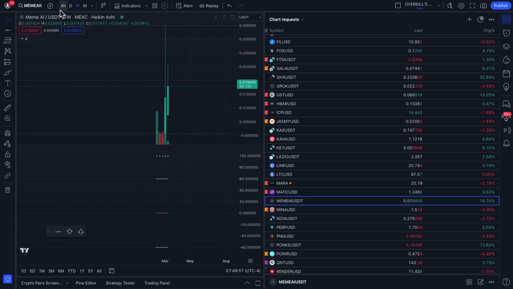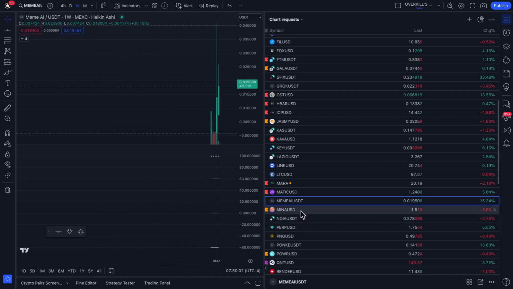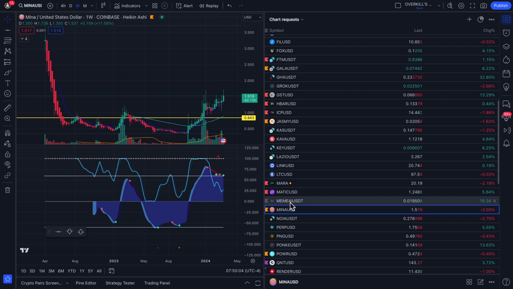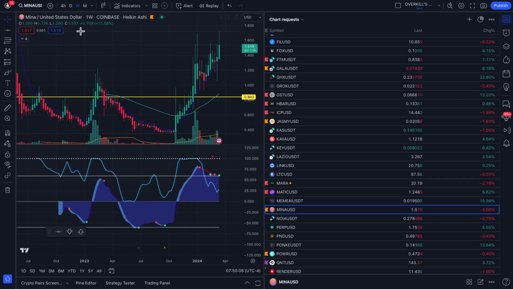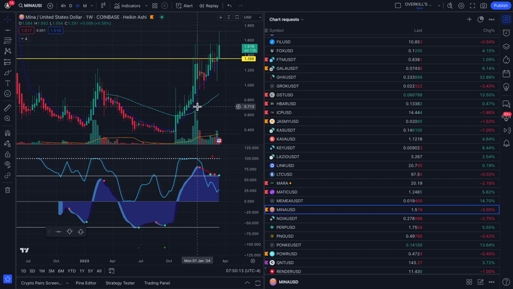Meme AI. What are the names they're coming up with these days? Okay, I don't know. No data for me on this one. That's a fundamental play. You're probably just buying it because it has the name AI in it, which is kind of funny. People do that. Oh, it has AI in the name. We should buy it.